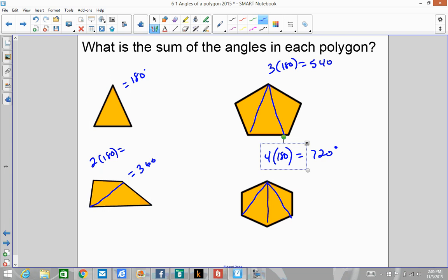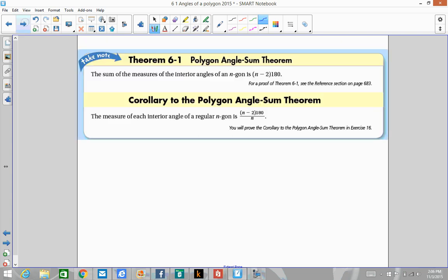Now, that's great when you have a few triangles, but what about if you have a 35-sided polygon? Drawing a 35-sided polygon is very tough. So we need a formula. And so here's our formula. The sum of the measures of the interior angles of a polygon, an n-gon, is n minus 2 times 180. I like to rewrite it as 180 times n minus 2. This is equal to the sum of the interior angles.